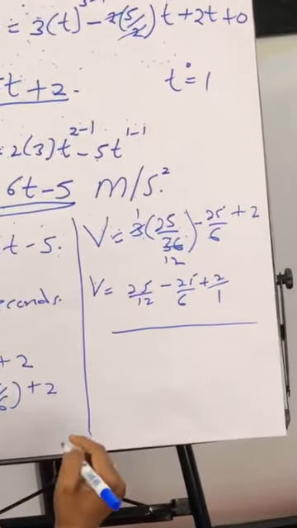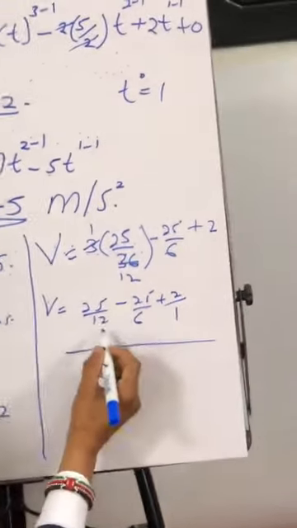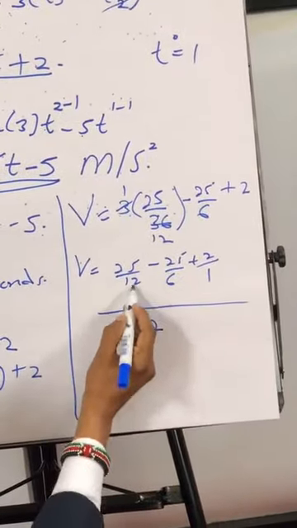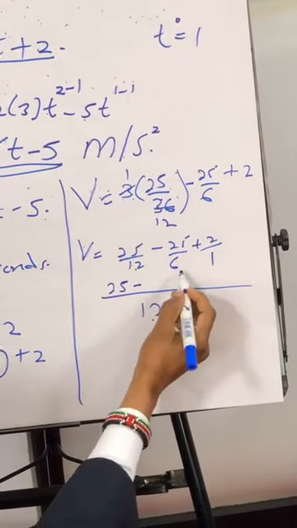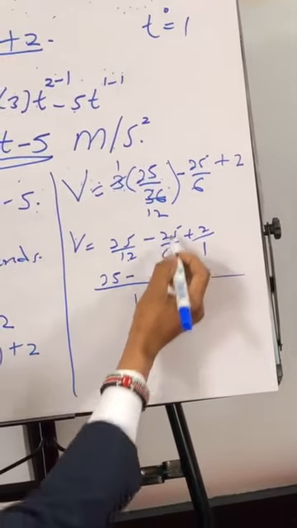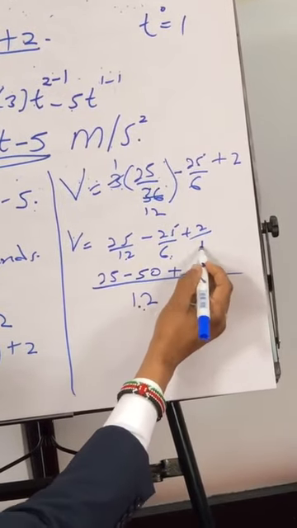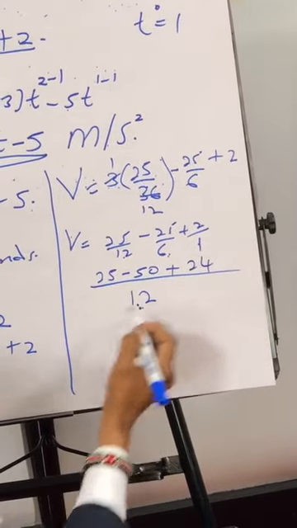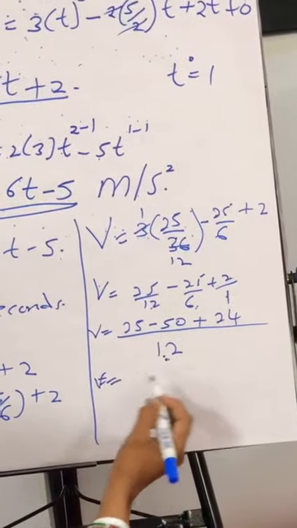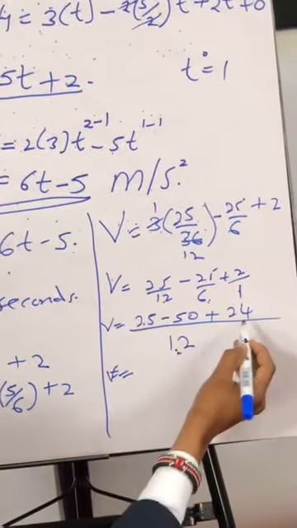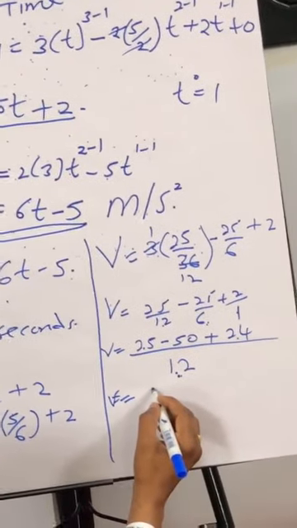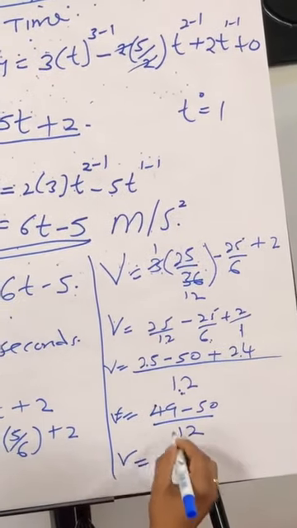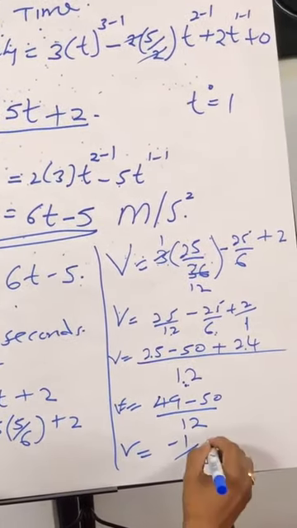You can either use a calculator to solve this or get the LCM of 12, 6, and 1, the least common multiple, which is 12. 12 goes into 12 once, times 25 is 25, minus 6 into 12 twice, times 25 is 50, plus 1 goes into 12 times 2 is 24. When you simplify this, velocity is equal to 25 plus 24 is 49, minus 50, divided by 12. So velocity is equal to minus 1 over 12 meters per second.